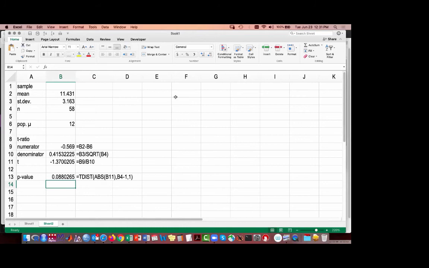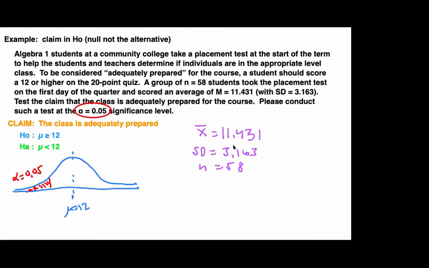All right, so I'm going to go back to the whiteboard for a second, and I'll record this information here. Using this information, our t ratio was negative 1.37 and change. And if we calculate the p-value for this value, it was 0.088, which we can see is greater than 0.05, which was our alpha level.